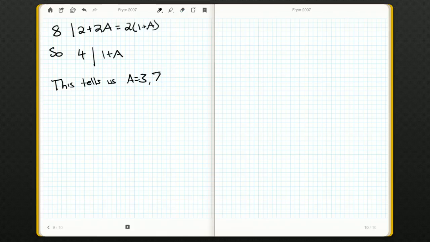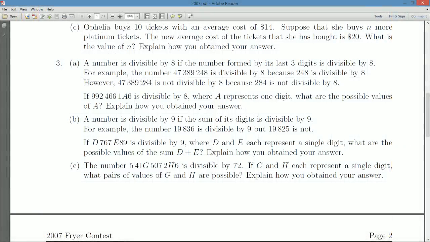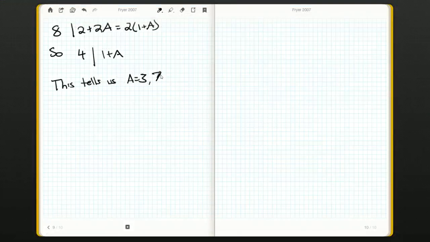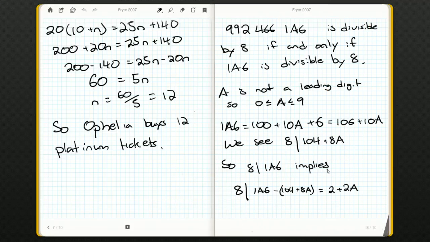I think we were just asked for what values of A, not the number of possible values of A. What are the possible values of A? 3 and 7. And we've explained how we got it. So we put a little statement there at the end. If you wanted to, you could double check these numbers by, if your calculator has a big enough screen, putting in 992,466,176 and dividing that by 8. And that works out just fine.